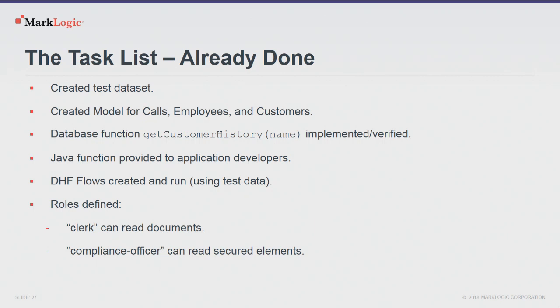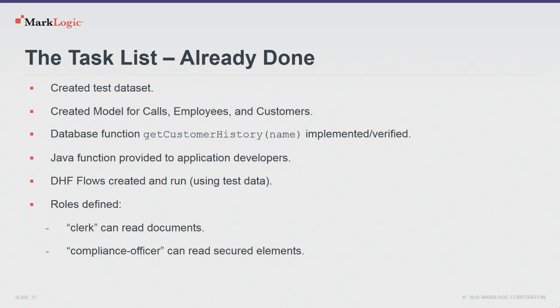What have I already done? I created a test data set. I made a model for my support calls, employees, and customers. I implemented the get customer history function. And by the way, if you have a chance to see Eric Henham's talk about API first, I used his feature to make this get customer history function. I was probably his first customer, and I think it was a fantastic way to implement functions without having to deal with the API layer in between you and the database. I could just implement a Java function, and it works.